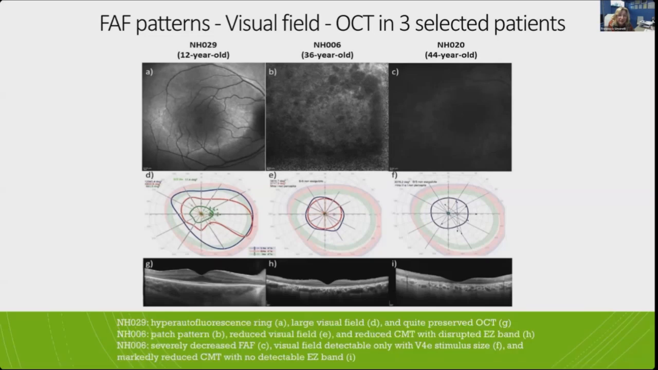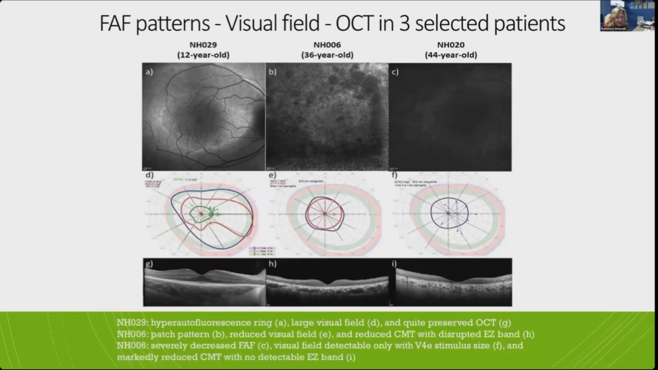And you can see in the first case, a 12-year-old patient, the presence of a hyperautofluorescence ring, large visual field, and quite preserved OCT. In the second patient, 36-year-old, we observe a patch pattern, a reduced visual field, and a reduced central macular thickness with disrupted EZ band.